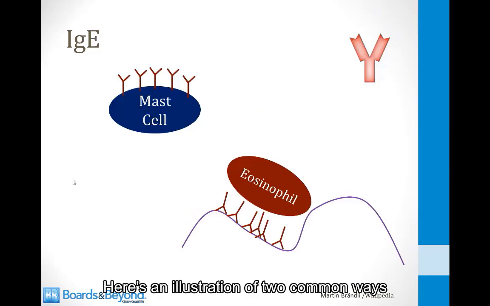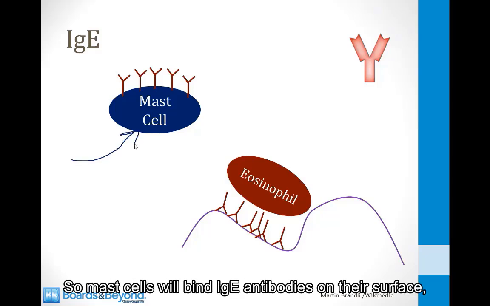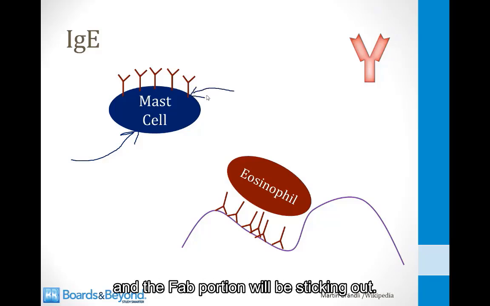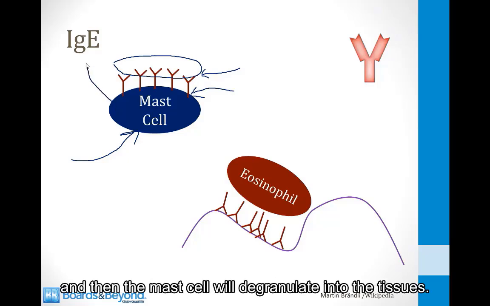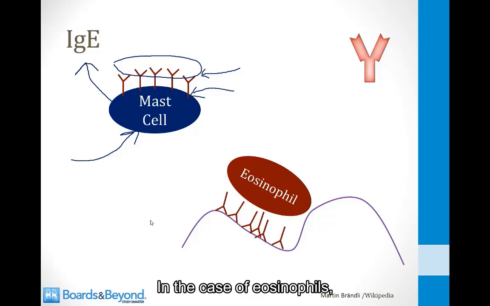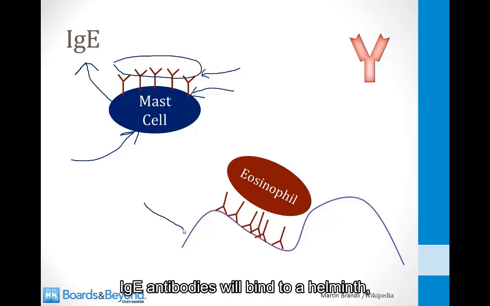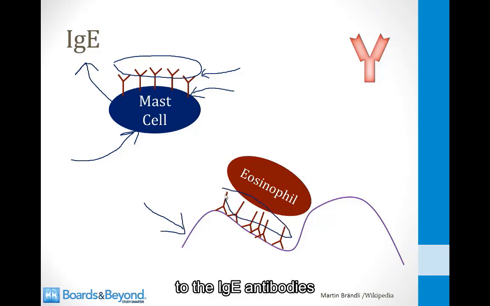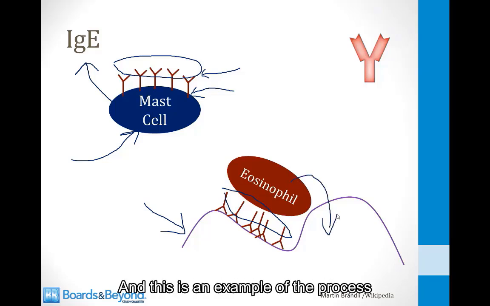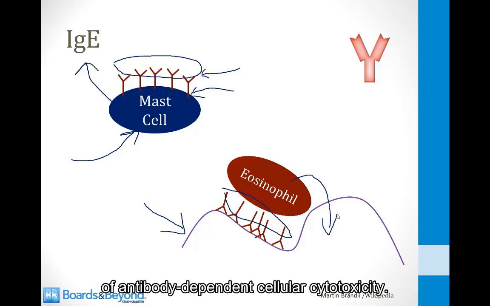Here's an illustration of 2 common ways that IgE is involved in immune responses. The first has to do with mast cells. So mast cells will bind IgE antibodies on their surface. They will bind the Fc portion, and the FAB portion will be sticking out. And then a parasite, or more commonly an allergen, will cross-link these antibodies together, and then the mast cell will degranulate into the tissues. In the case of eosinophils, IgE antibodies will bind to a helminth. This purple line is meant to represent a helminth. And then the eosinophil will bind to the IgE antibodies, and then it will release its contents to try and kill the helminth. And this is an example of the process of antibody-dependent cellular cytotoxicity.